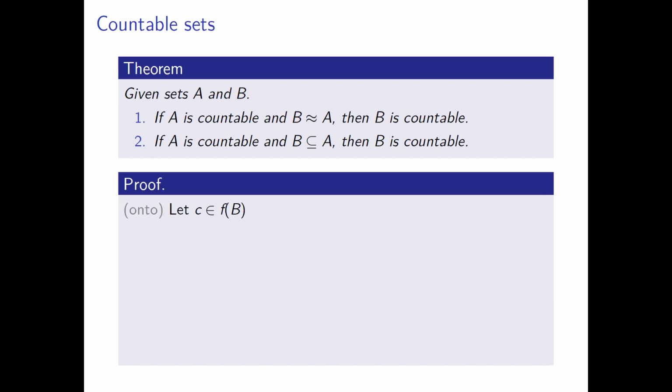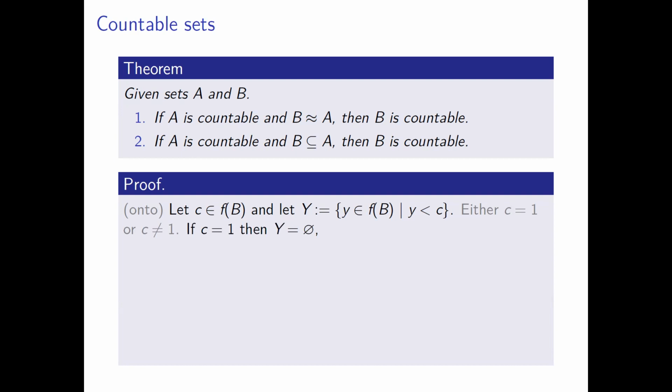Now we show that g is onto f of capital B. Let C be an arbitrary element of f of B, and let capital Y be the set of all elements small y in f of B such that y is less than C. We have two possibilities. Either C is equal to 1 or C is not equal to 1.